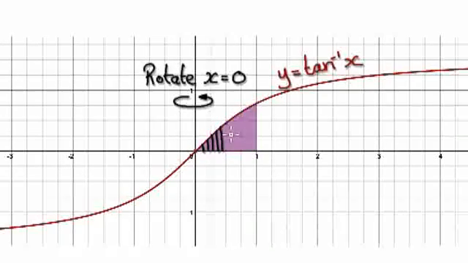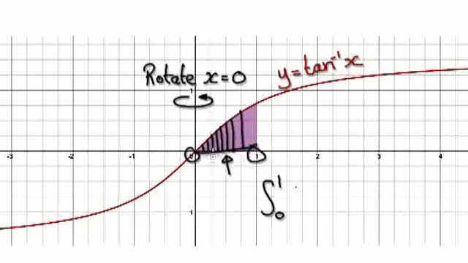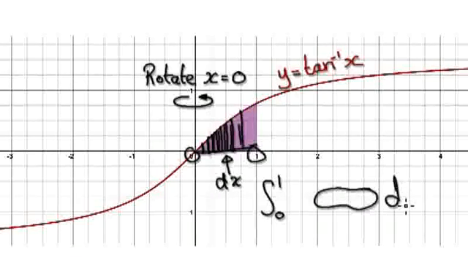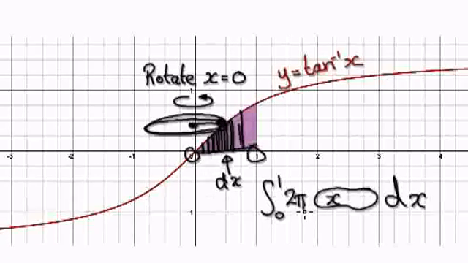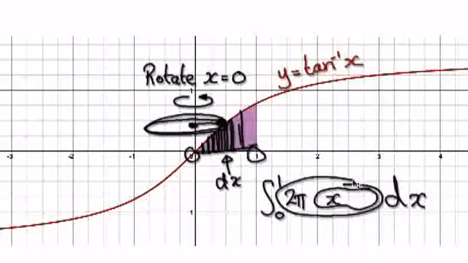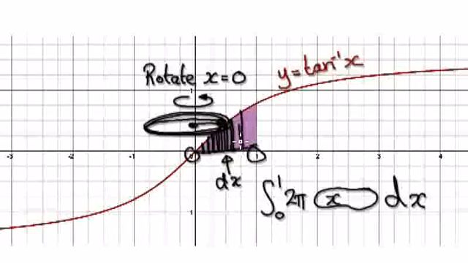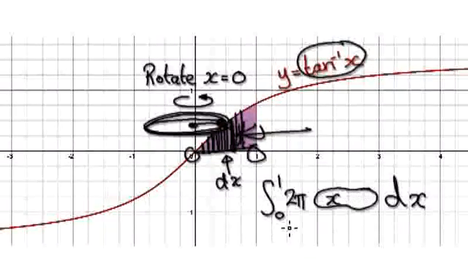Okay, so to do this, we're going to sum up all the shells from 0 all the way to 1. So it will be something of the form integral from 0 to 1. If you look at the thickness of this shell, moving in the x direction, the thickness will be dx. Then we need to know the radius, which is x, and we times by 2 pi r to get the circumference of the shell. Then we need the height, which is arctan.